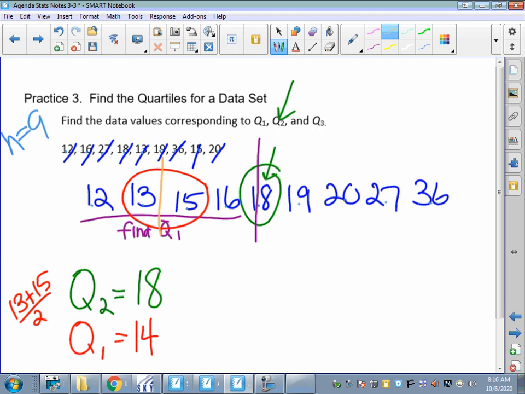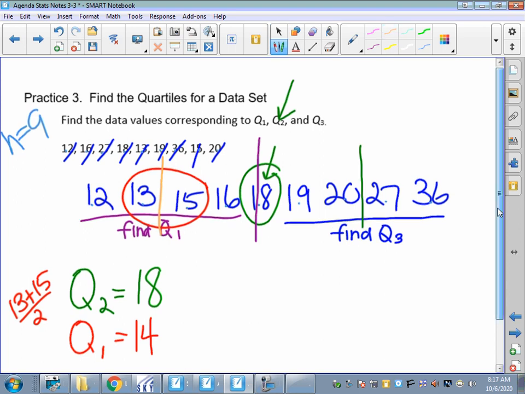If for some reason I needed to find the median of that lower end, I would not cross out the 13. So if I had 2 18s and my median was right in the middle, I don't cross them out. If I've got an odd number of data, then I cross those guys out. I don't know if I confused you more with that or not, but up here I'm going to find Q3. So Q3 is the median of the top half of the data. It's going to fall right in between these 2 guys.